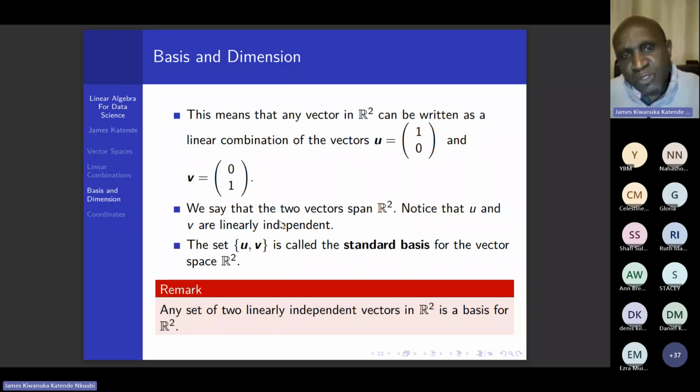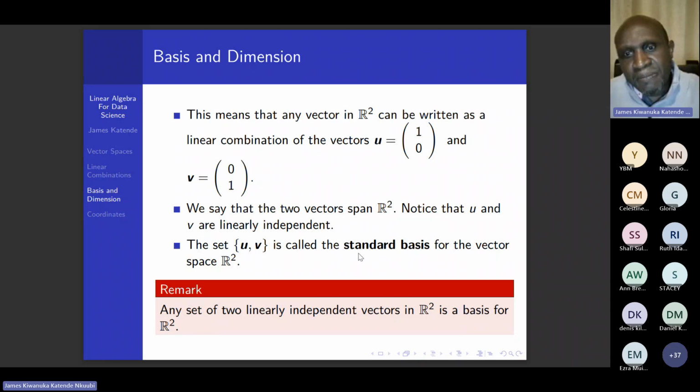We also mentioned that U and V are linearly independent. So when you have this kind of situation where you have a set of vectors in R2 that are linearly independent, and they span the whole of R2. In other words, span means any other vector can be written as a linear combination of those vectors. Then such a set of vectors is called a basis. In this case, this one is called a standard basis, the one that consists of one of the vectors as 1, 0, and the other one as 0, 1. It's called a standard basis.